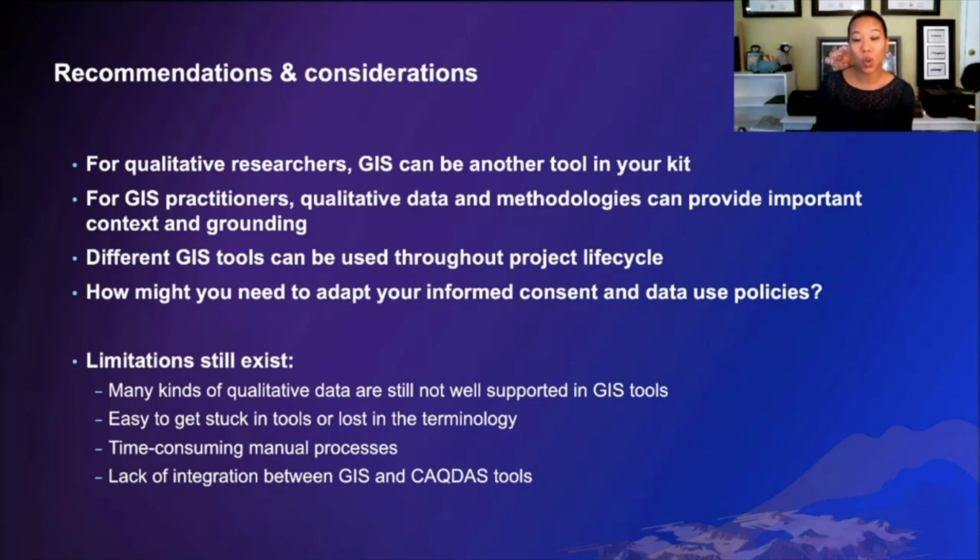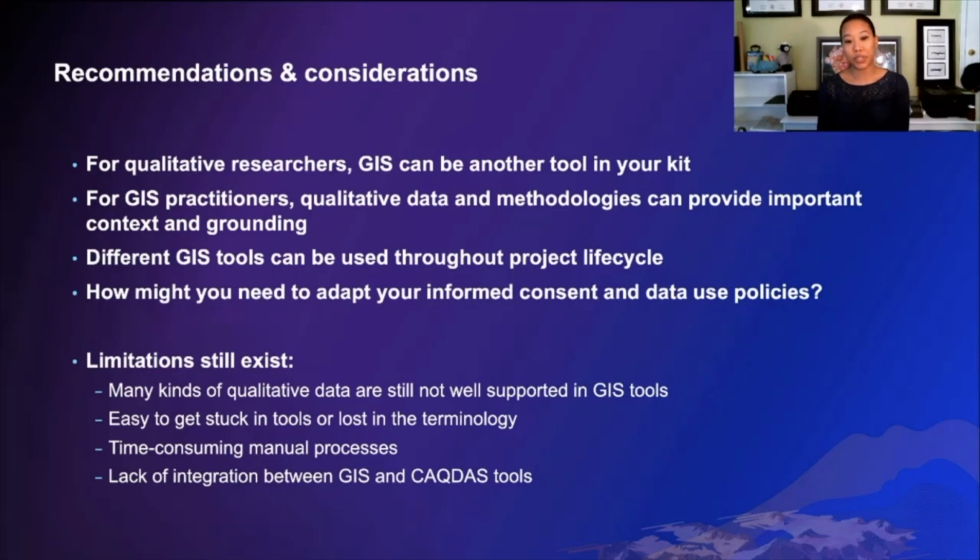For GIS practitioners, qualitative data and methodologies can help provide that important context and grounding. And this could also be a way in for a lot of researchers who have never really worked with qualitative data to start incorporating that into their research. Different GIS tools can be used throughout the project lifecycle, so you're not limited or restricted to one application or one piece of software. Something else to consider is how you might need to adapt your informed consent policies and data use policies. So as you're working with more technology, and we'll all continue to do so, we have to consider how those participants might be affected, for instance. And as we go through IRB approval, we might have to incorporate a little more information within that.